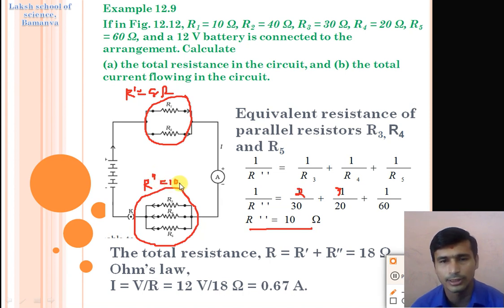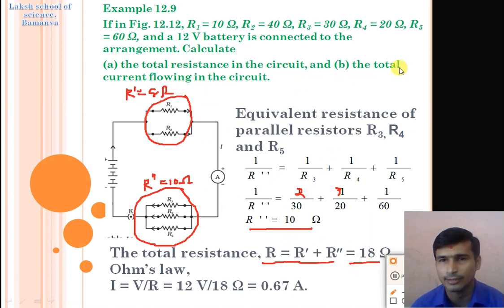So these two configurations are connected in series. The total resistance of the circuit R is equal to R dash plus R double dash, which is 10 plus 8, and we get the answer 18 ohm. That is the answer to the first question: the total resistance of the circuit R is equal to 18 ohm.